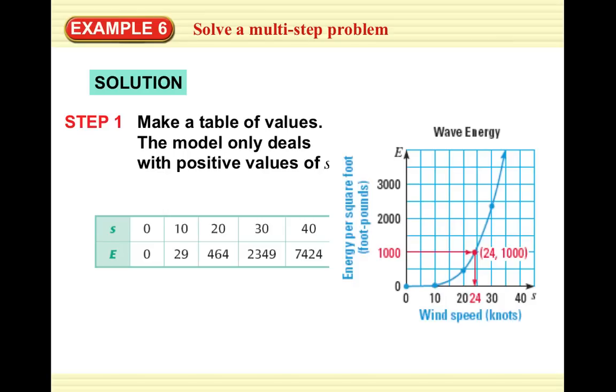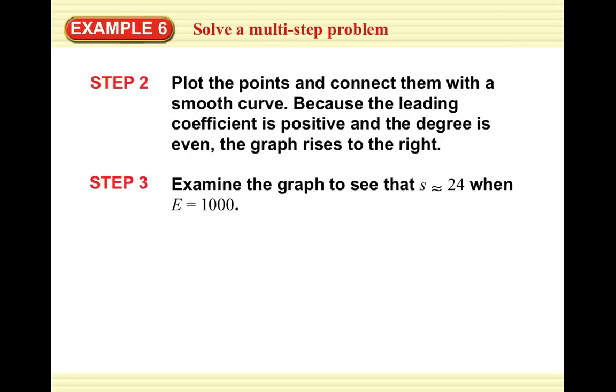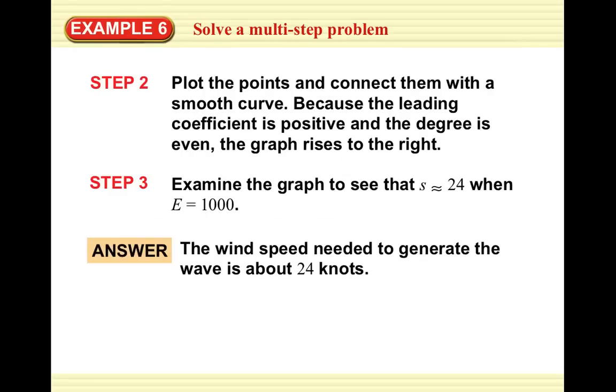All right, then we want to evaluate the graph. So we've graphed it, and we want to evaluate the graph to see when S is approximately 24. And you can use your tracing feature on your calculator to help see as X moves closer and closer between 20 and 30, at what point does Y become closer to 1,000. So our tracing feature in our graphing calculator will help simplify that process quite a bit for us. So the wind speed needed to generate the wave is about 24 knots.